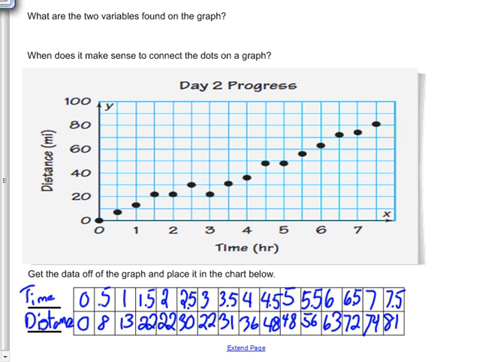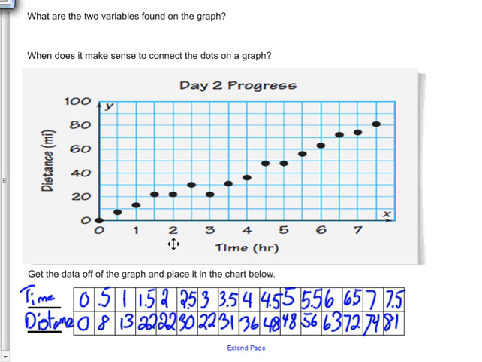So the next problem that we're looking for is when did they make the least progress? And we can see between 1.5 and 2 that they didn't travel any, it looks like. Between 4.5 and 5, it doesn't look like they travel any. So I would write down between 1.5 hours and 2 hours, and between 4.5 hours and 5 hours.